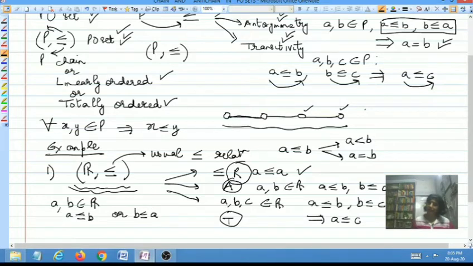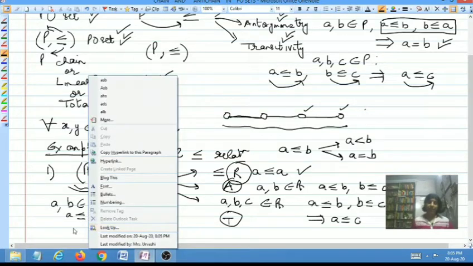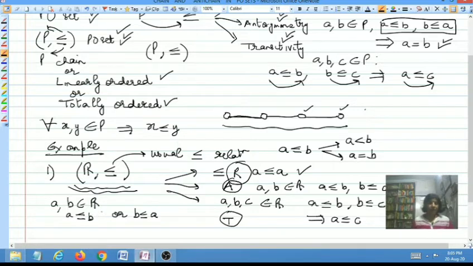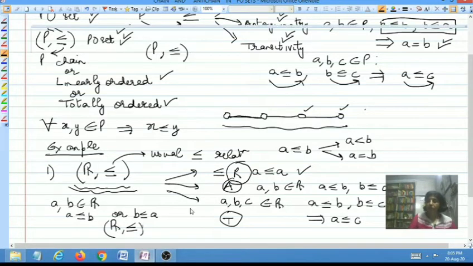So either A will be less than or equal to B or B will be less than or equal to A, which means that every pair of real numbers will be related to the other, and in that sense every element is related to the other. So in that sense it becomes a chain. So R with less than or equal to is an example of a PO set which is a chain. So this was the first example in which a PO set is a chain.